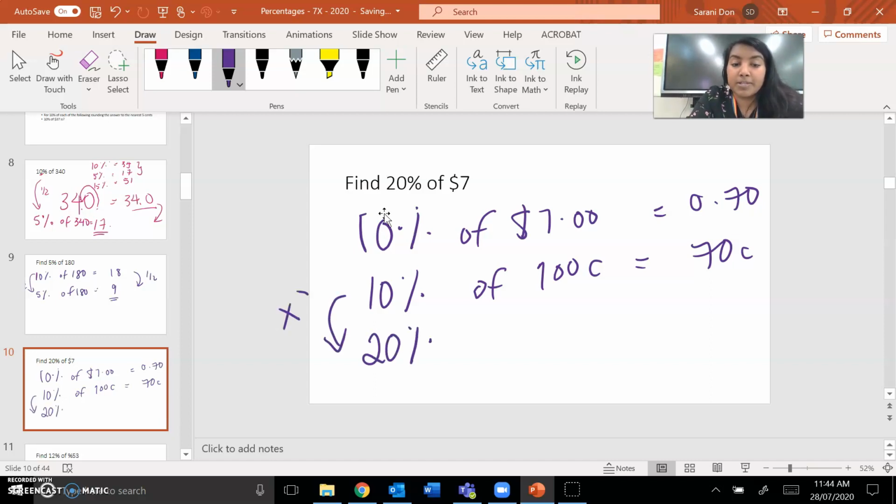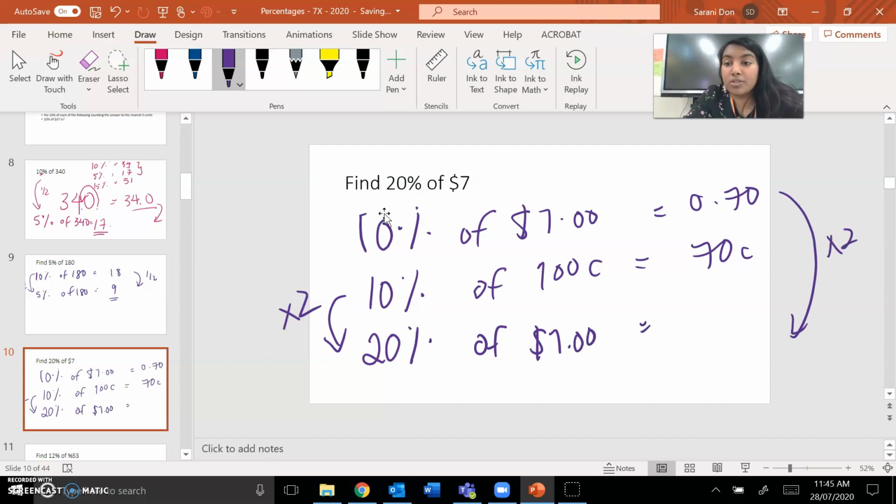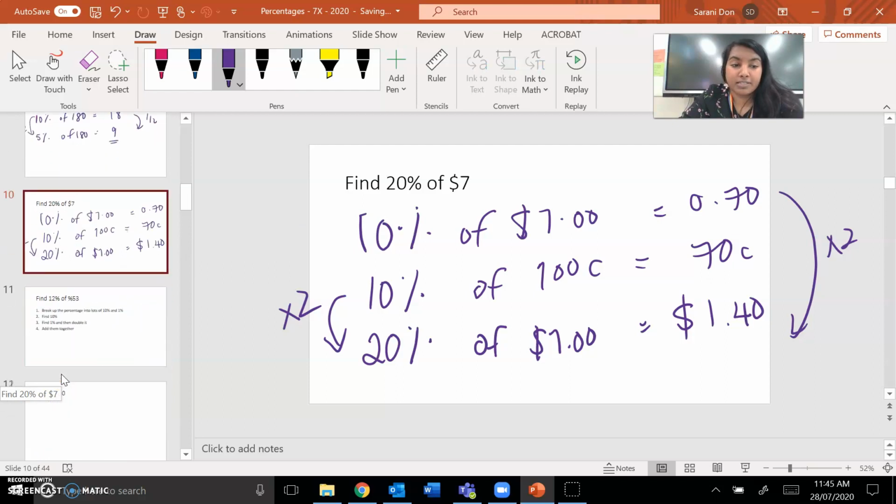We've multiplied it by 2. So that means we're going to multiply. It doesn't matter in this case what it is. If you use cents or dollars, that's fine. I'm just going to stick to dollars. Multiply this by 2, which is $1.40. So 20% of $7 is $1.40. So hopefully you guys got that correct.